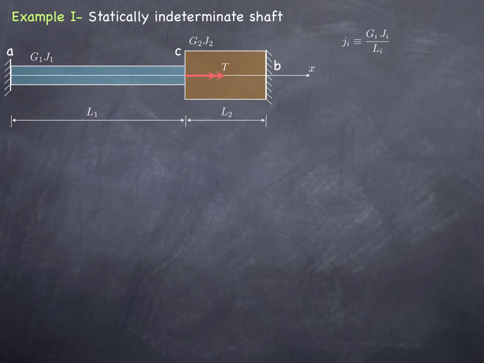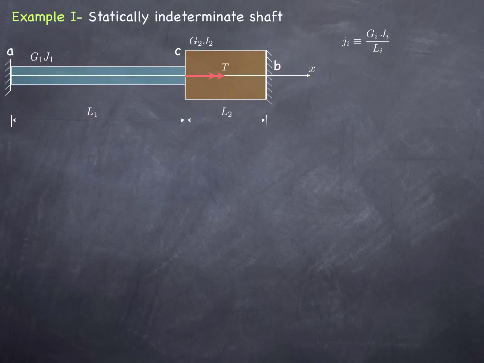For example, if we have a statically indeterminate shaft made up of two segments. One segment has G1, J1 as the torsional stiffness. The other segment has G2, J2 as the torsional stiffness. Say we have applied a torque at the middle. Of course, we have two unknown reactions, but we have only one equilibrium equation, namely a moment equilibrium equation about x. So we're short of one equation. This is a system that has a degree of static indeterminacy of 1.